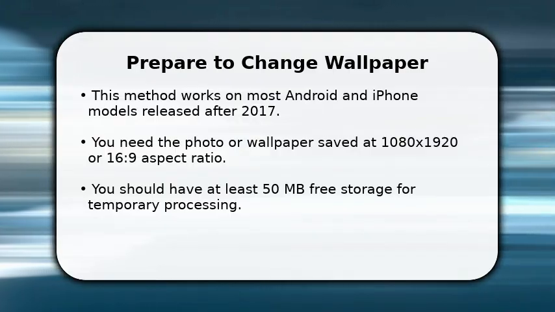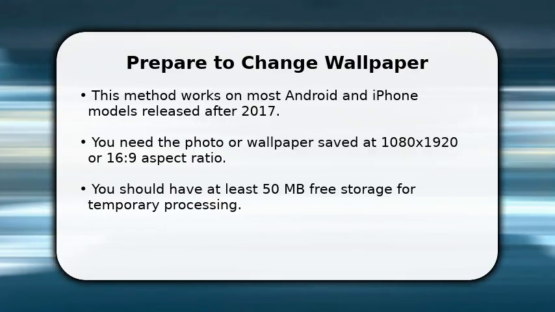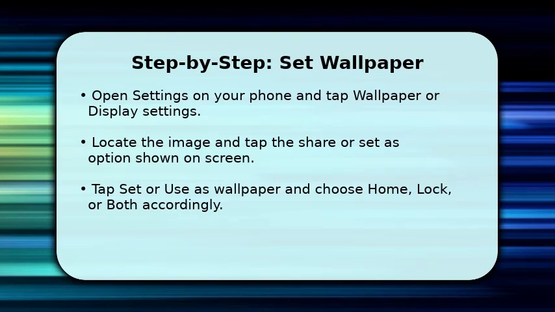You should have at least 50 MB free storage for temporary processing. Unlock your phone and stay on the home screen during the process. Keep Wi-Fi off to open settings on your phone and tap wallpaper or display settings. If you do not see wallpaper, open the Photos or Gallery app instead.